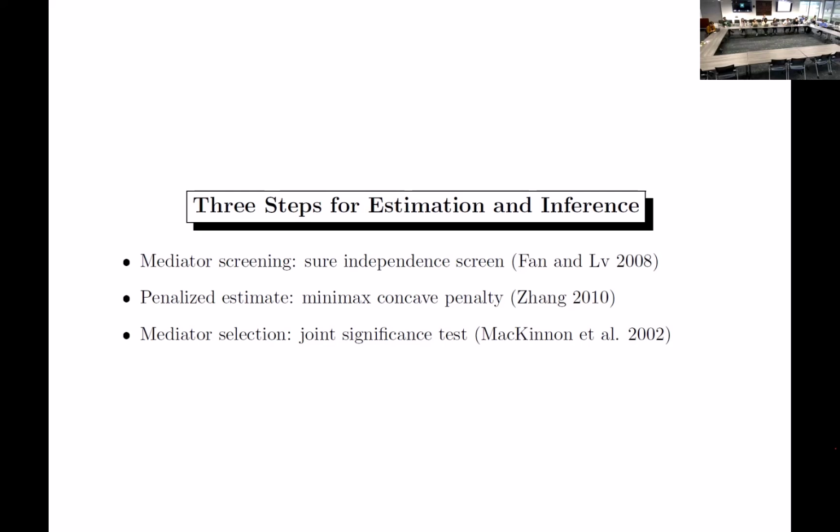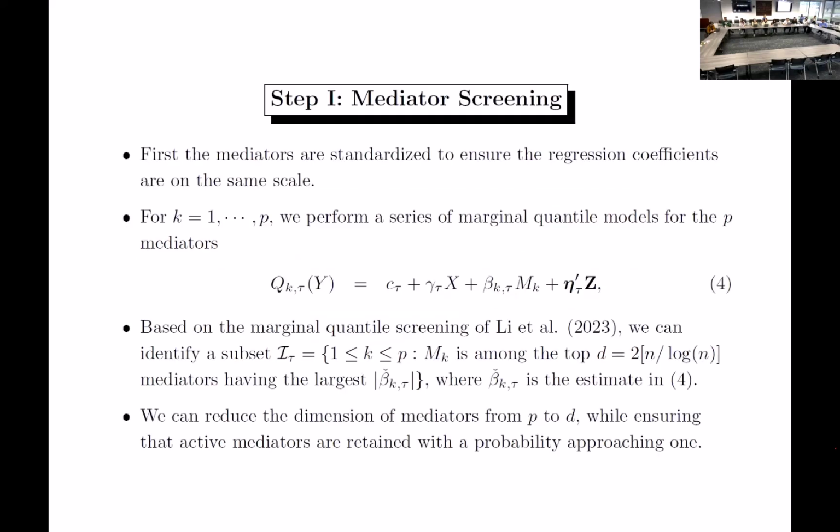Okay, and the second step is, after we do the screening, we have a few hundred left, and then we will do a penalized estimation on those 100 mediators remaining after step 1. Okay, and in step 3, we do a mediator selection. So basically, we can use a joint significance test to test this mediation effect. Okay. So the first step is mediator screening. We first standardize the mediators in the variable selection process to ensure the regression coefficients are on the same scale.